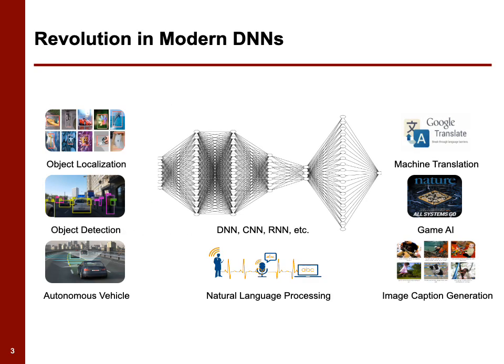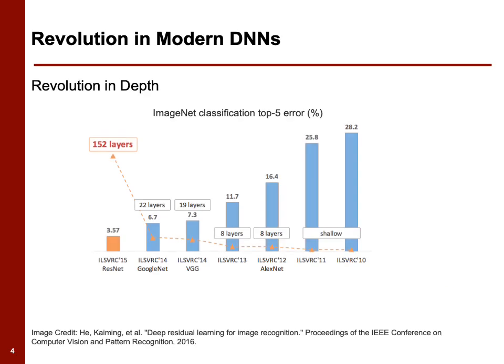Deep neural networks have achieved great success in many fields and have been applied to many real-life applications, such as object localization, object detection, autonomous vehicle, natural language processing, game AI, and so on and so forth. To achieve better performance, more and more complex models have been designed.